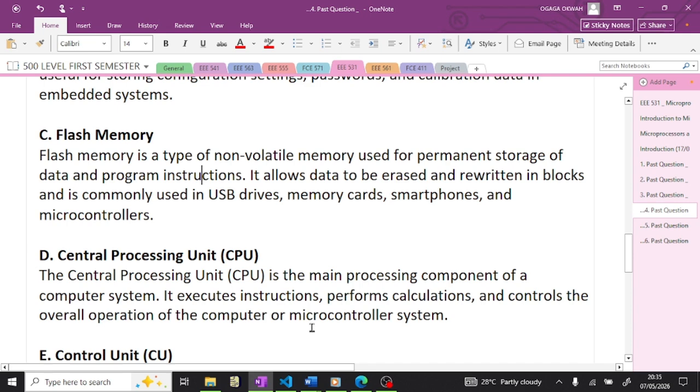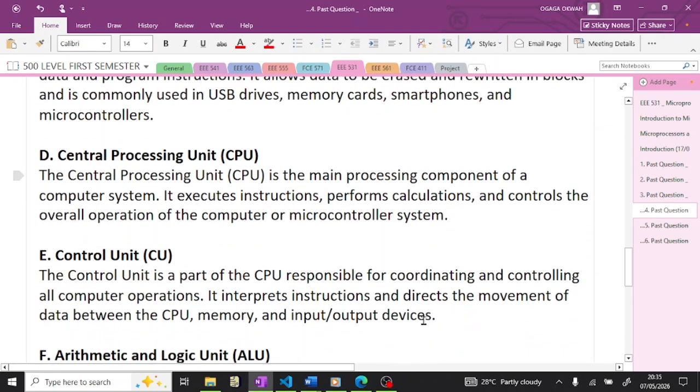Overall operation of the computer or microcontroller system. Are we together now? Now, with that being said, the next thing we have here is what? Control units. So when you hear control units, of course, that is the part that gives command. Yes, the central processing unit processes, but this guy gives command, control signals. So the control unit is part of the CPU. Inside your central processing unit, the brain, this control unit is located inside it.